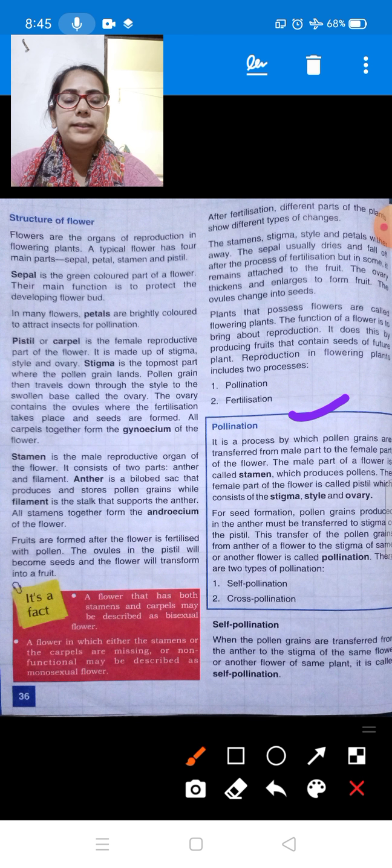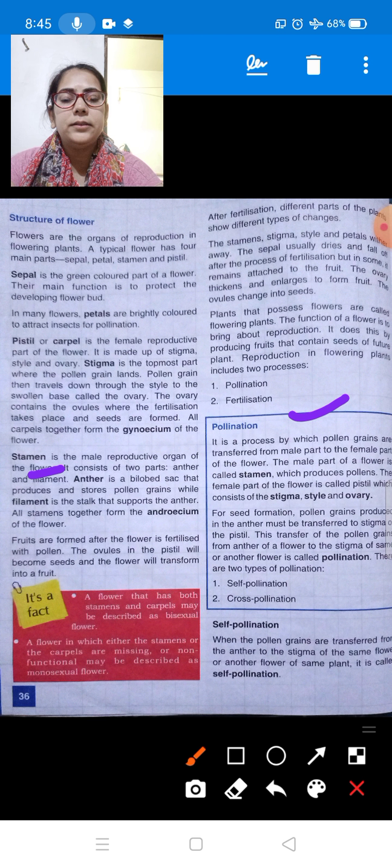I told you that in the male reproductive part of the flower, and what is the male reproductive part? The male reproductive part is the stamen. In the male reproductive part, the pollen grains are produced. Pollen grains are the male reproductive cells. So the stamen produces pollen grains.